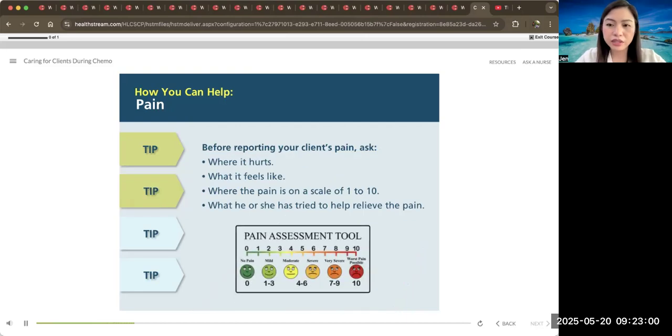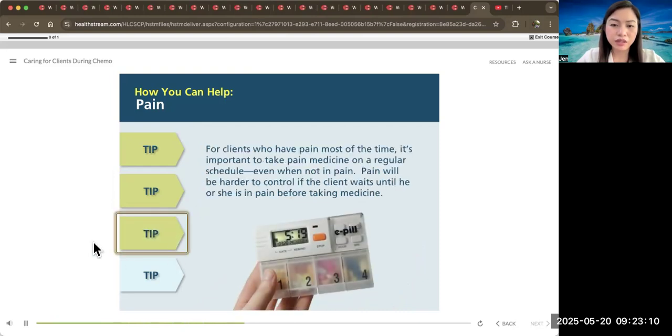Before reporting your client's pain, ask where it hurts, what it feels like, and where the pain is on a scale of 1 to 10. Ask what he or she has tried to relieve the pain. For clients who have pain, most of the time it's important to take pain medicine on a regular schedule, even when not in pain.